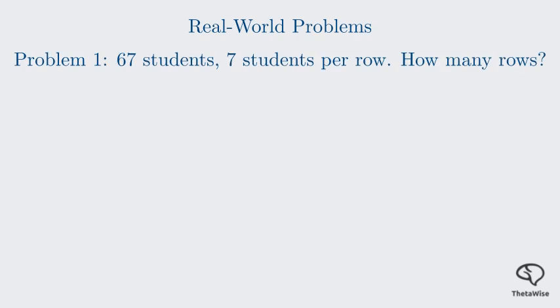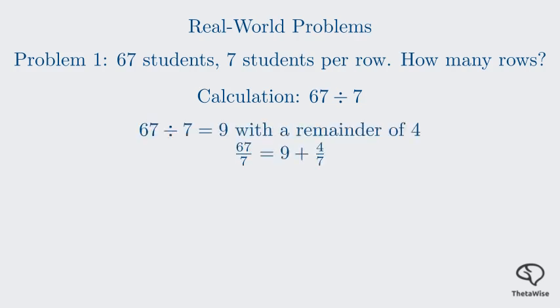To solve this, we need to divide the total number of students, 67, by the number of students per row, 7. We need to calculate 67 divided by 7. Let's use our decimal shortcut. First, we find the whole number part and the remainder. 67 divided by 7 is 9 with a remainder of 4. So 67 over 7 is 9 and 4/7. Now we find the decimal for 4/7.